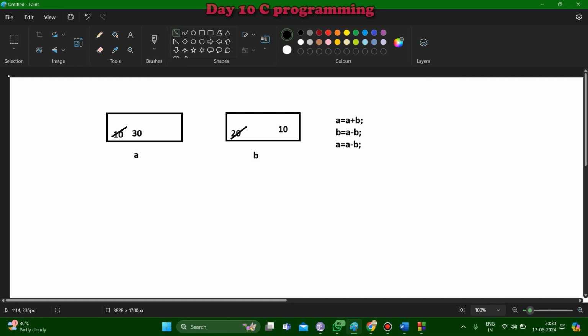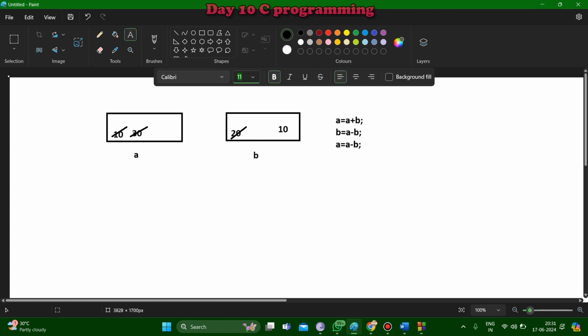Right. Next, A minus B equal to A. Now what is A minus B? A value is 30, B value is 10. If you do A minus B, 30 minus 10, it will become 20, sir. Now 20 will come here.